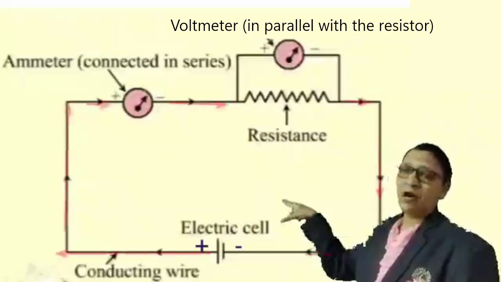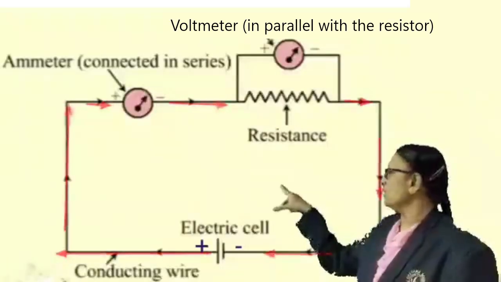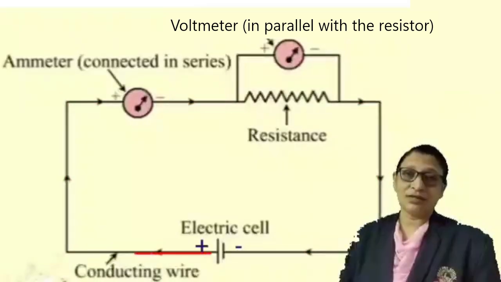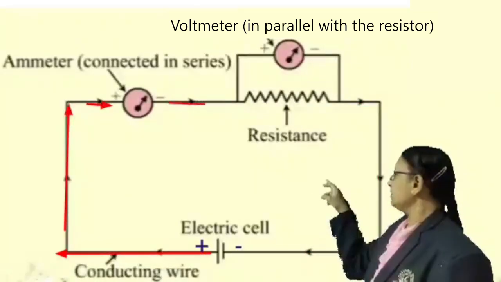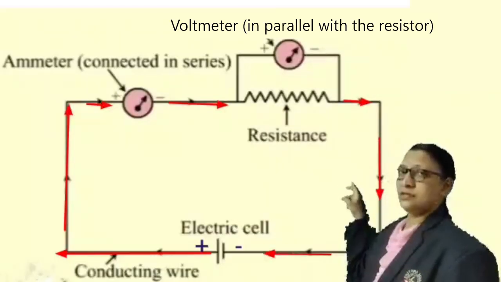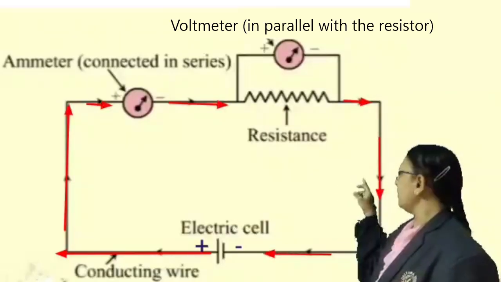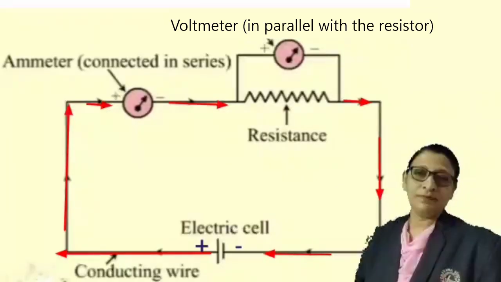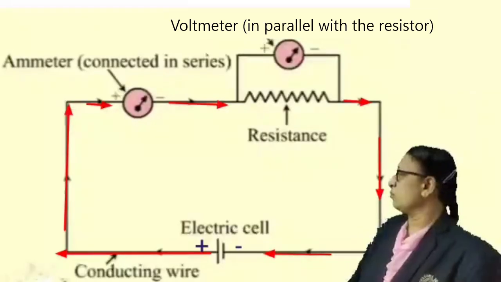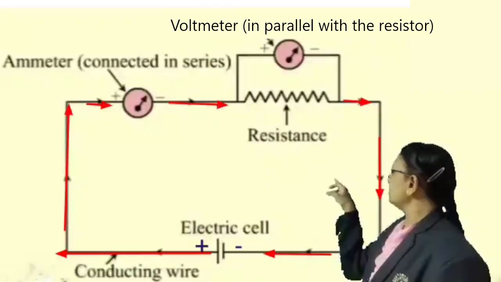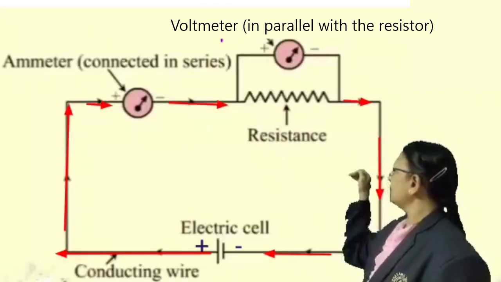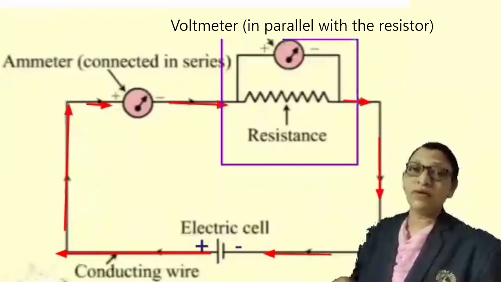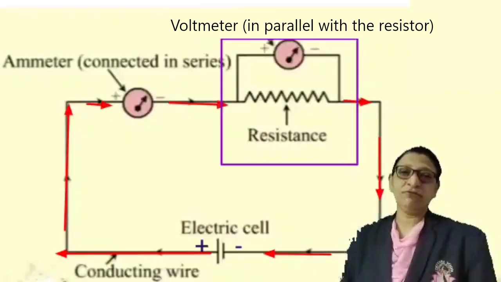Now the other end of the wire is connected to the ammeter. The ammeter is the device which is used to measure current, and it is connected to the resistance. The other end of the resistance is connected back to the negative terminal of the cell. As well, you notice another device attached over the resistance, which is the voltmeter. The voltmeter is used to measure potential difference.